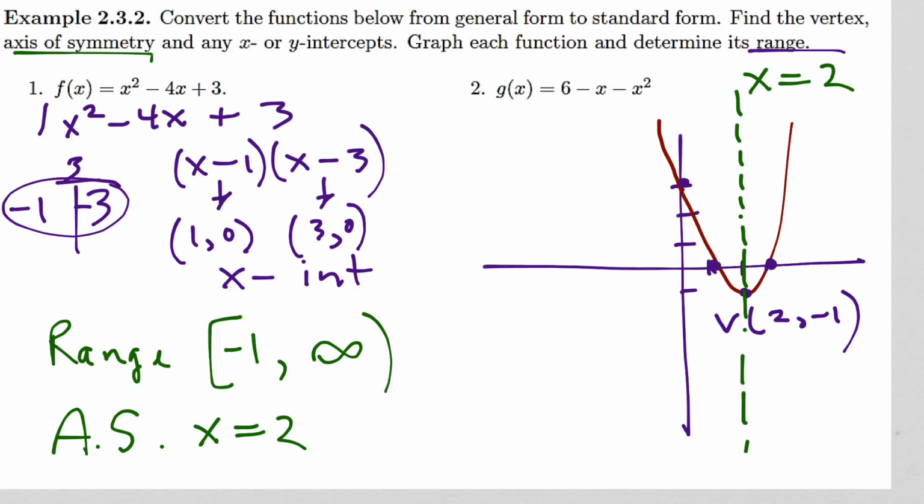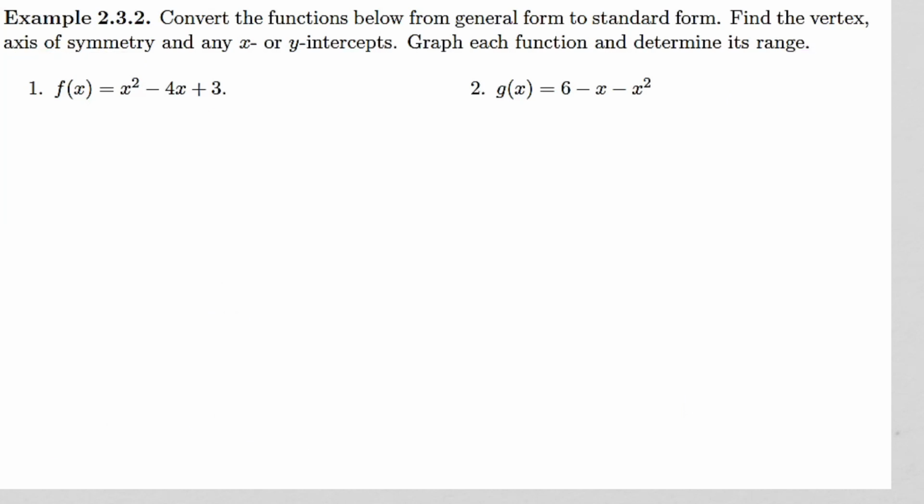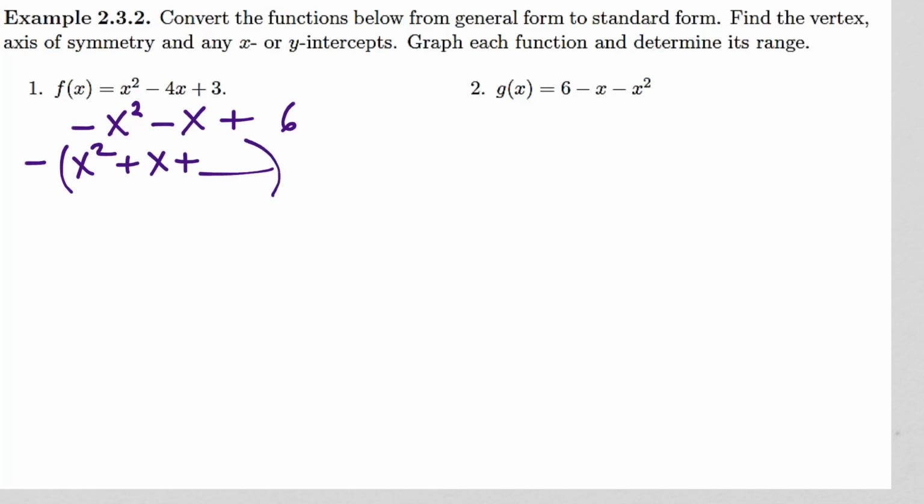Okay, so one more example of these. Okay, number 2, I'm going to do the same thing. So I need to reorder that equation such that my x squared term is first. So negative x squared minus x plus 6. All right, so in order to complete the square here, I want to take this negative sign out, factor it out of the x terms only. So I'm going to have negative x squared plus x plus blank plus 6 plus my balancing blank.